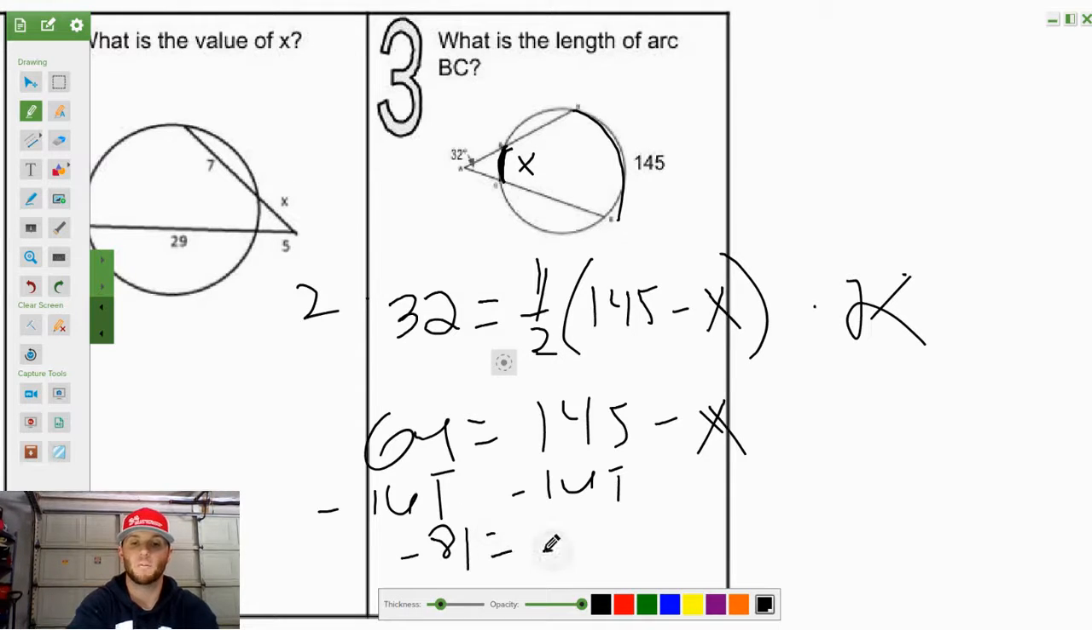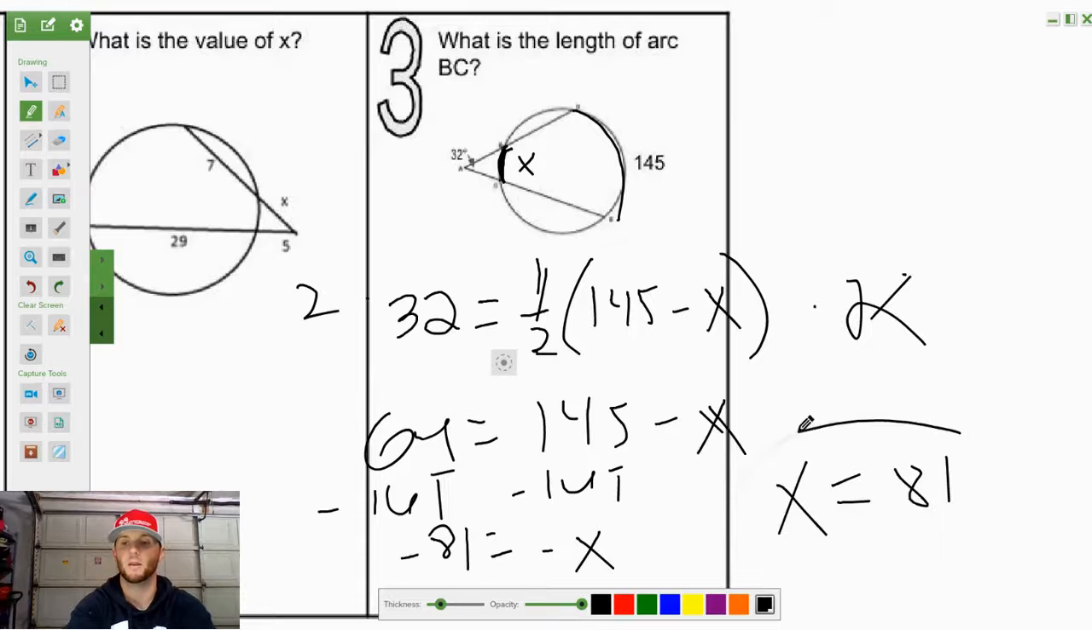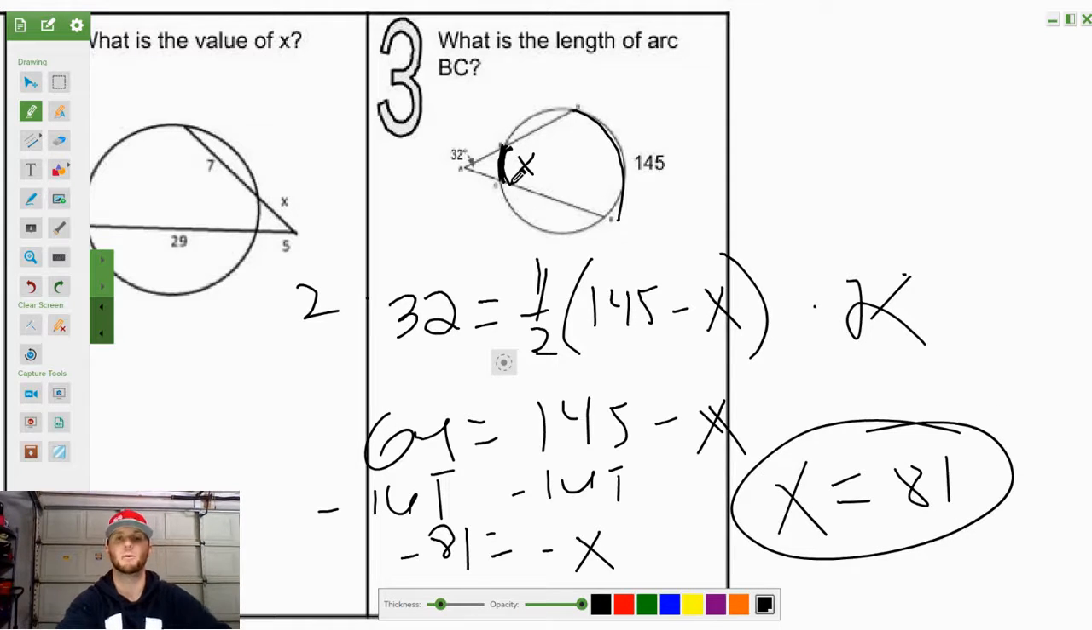And on the right side, I'm going to be left with negative x. I can't have a negative variable, so I'm just going to flip the signs on both of them. So that means x is going to be equal to 81. So that means this value, BC, is going to be equal to 81 degrees. So all I did was I used the formula that I learned earlier: I took that bigger arc and subtracted the smaller arc, took 1/2 of it, and that gives me the smaller one. So that means this is going to be the formula I'm going to use in this situation.